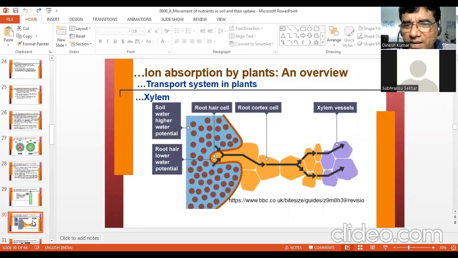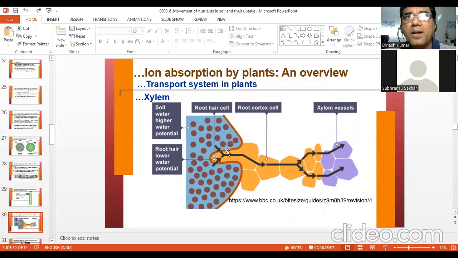Now, a very simple diagram suggesting the role of xylem vessels in the transport of water. This is for water, and a similar role will be played in the uptake of nutrients also. The root will be almost the same. So soil water has higher water potential. If this is soil or solution, and this is the root here.